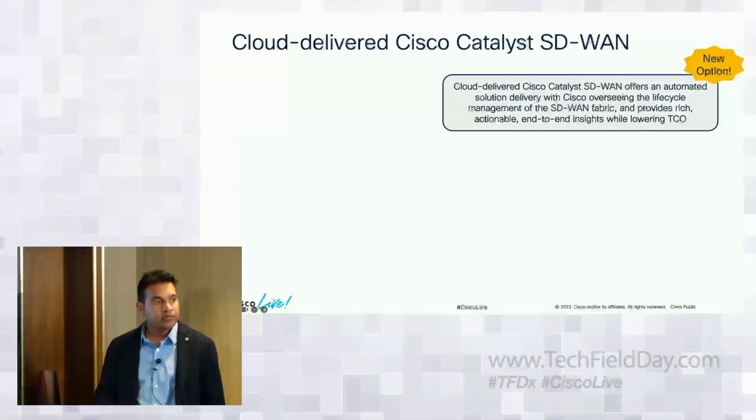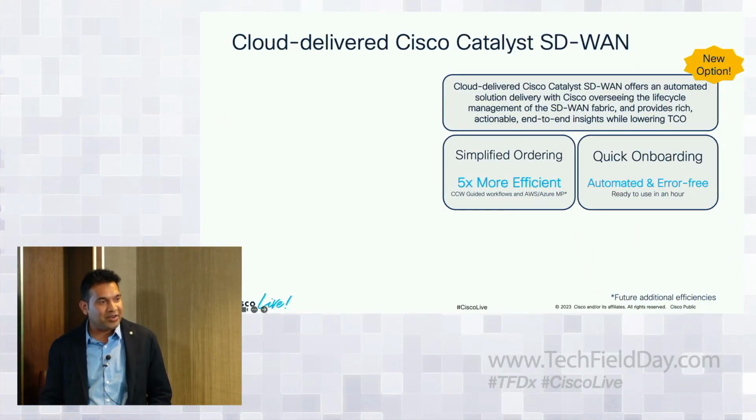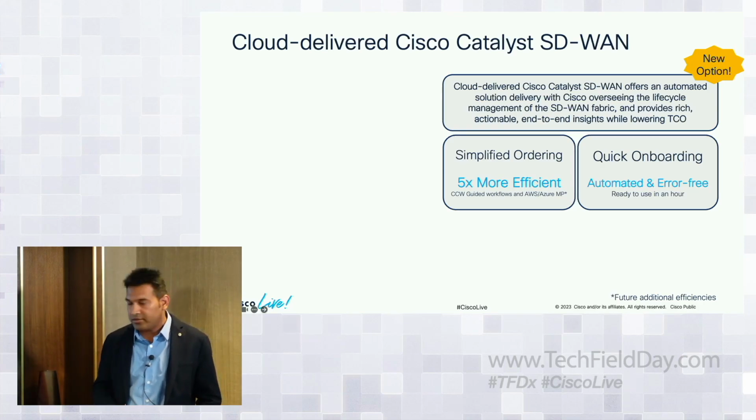Question on ordering. You mentioned simplified ordering, AWS and Azure. Is that like AWS private offers or still through a partner? So on AWS, it can be direct. When you place an order through CCW, Cisco Commerce Workspace, it is through a partner. On AWS, the intent would be to have it directly available to our customers who are on AWS Marketplace. That is not yet there, but that is something we are working on.